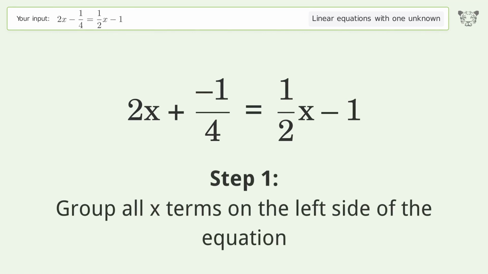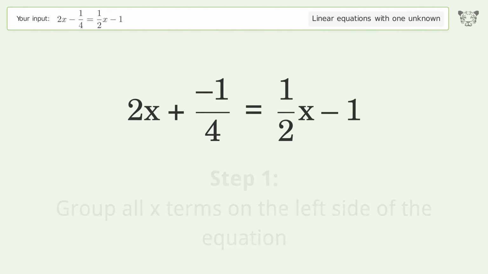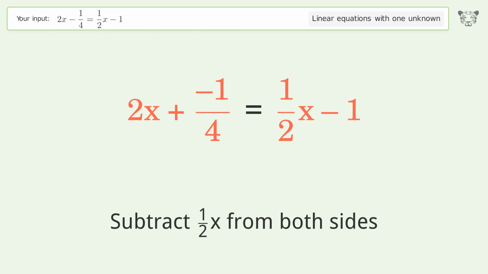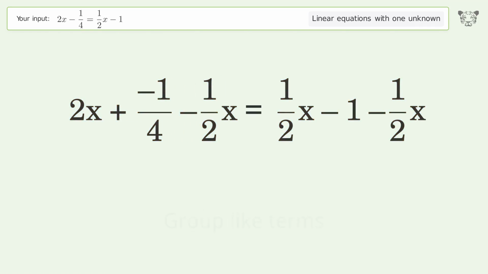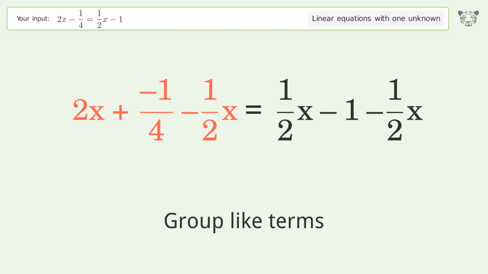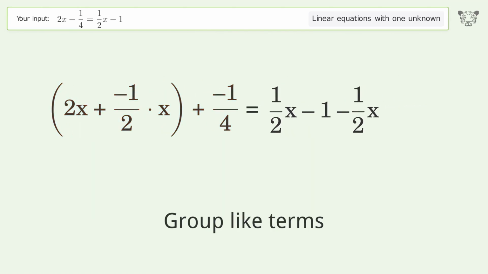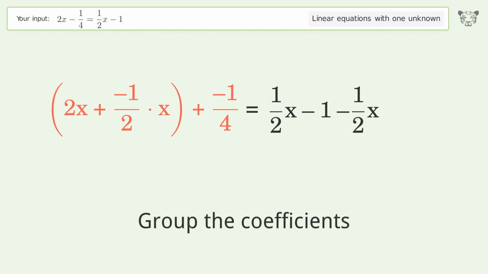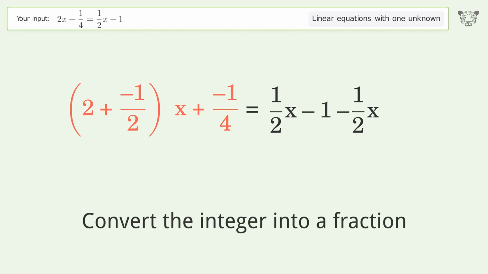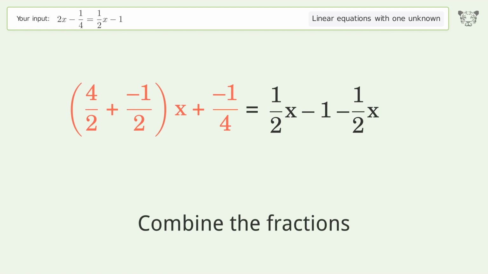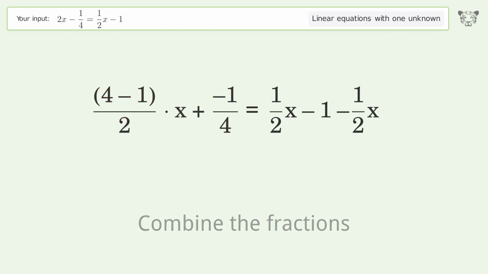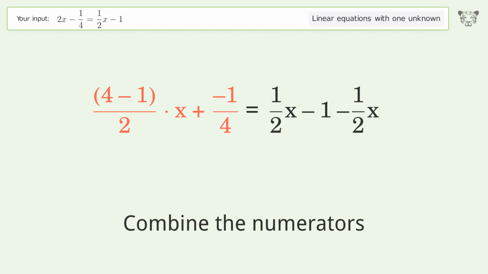Group all x terms on the left side of the equation. Subtract 1/2x from both sides. Group like terms. Group the coefficients. Convert the integer into a fraction. Combine the fractions. Combine the numerators.